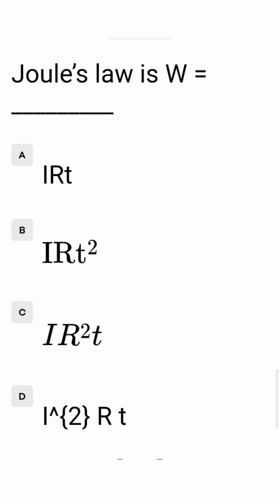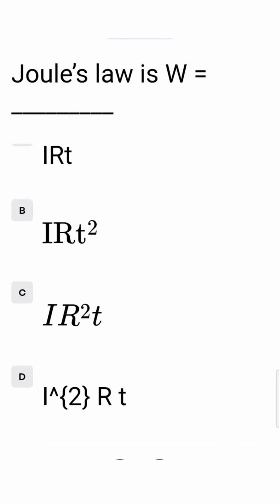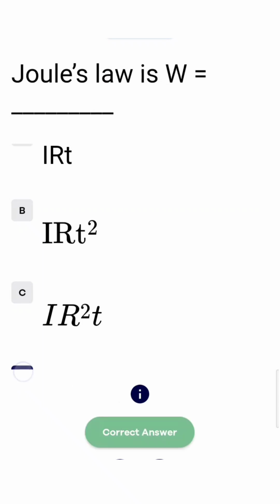Joule's law is: option A IRT, B IRT square, C IR square T, option D I square RT, that is written in option D, I square RT. So the correct answer is option D.